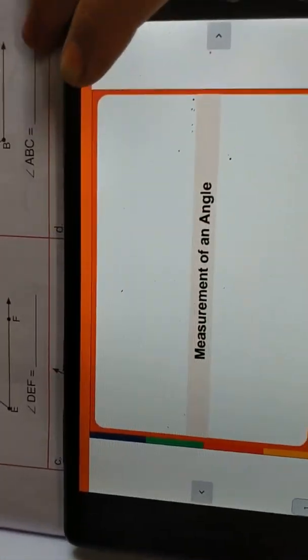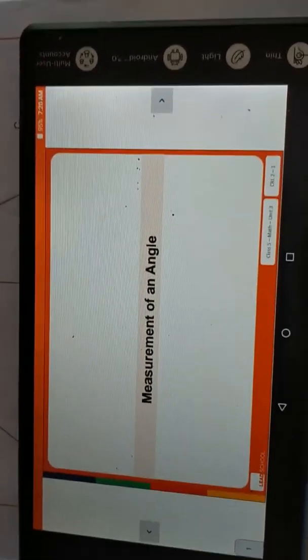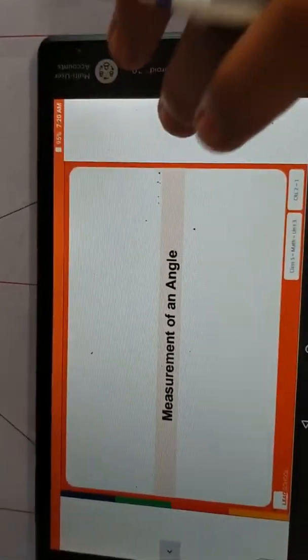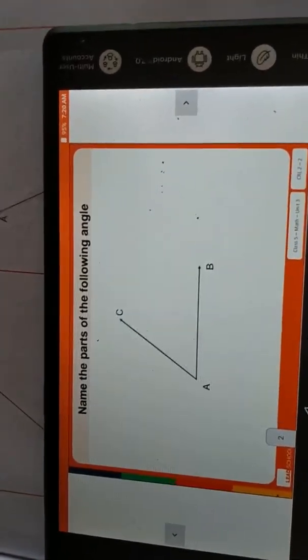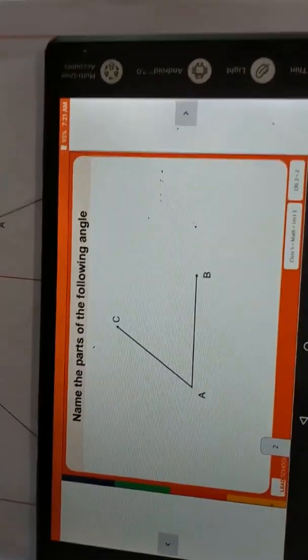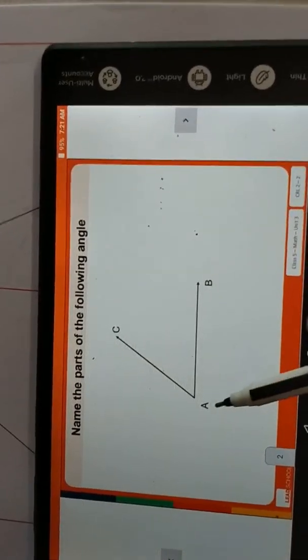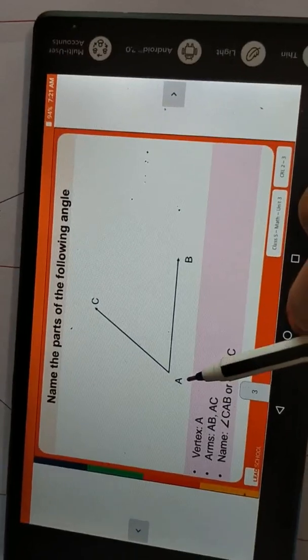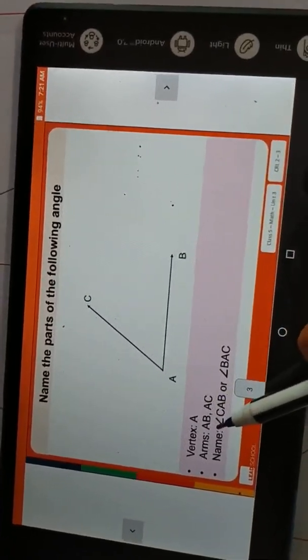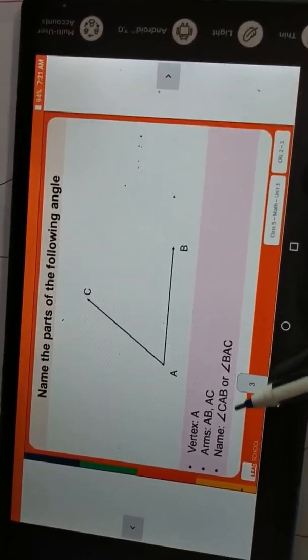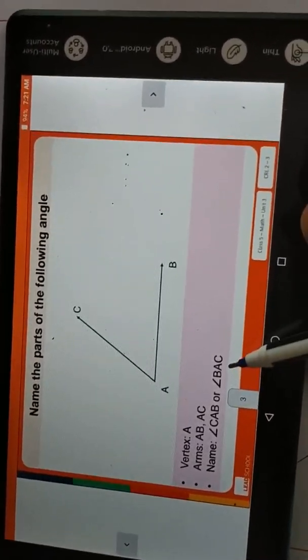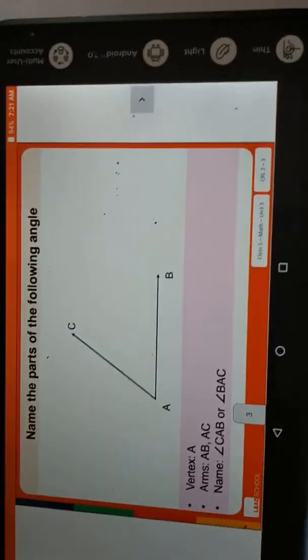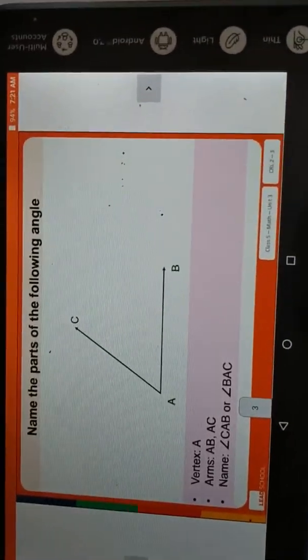So students, today we will start measurement of angle. Measurement of angle starts in unit number 3. Name the parts of the following angle. Ray AB and ray AC, both rays are there. In that, A is the vertex, the arms are AB and AC, and the names are angle CAB and angle BAC. You all know that, because we already learned all these things in the previous lecture.